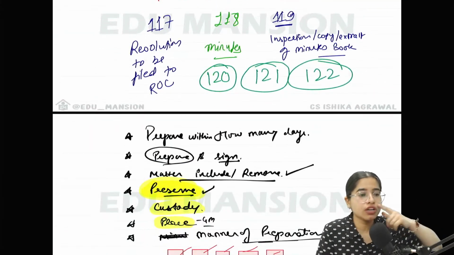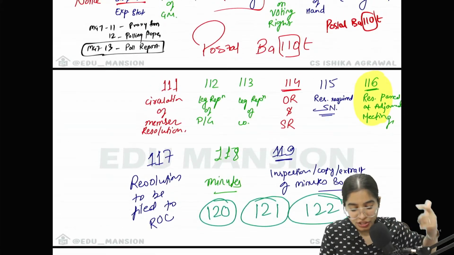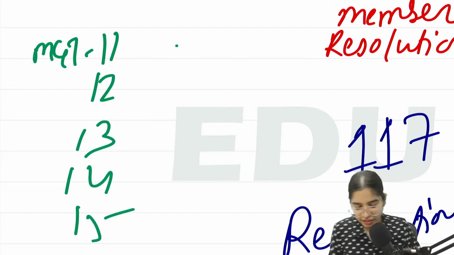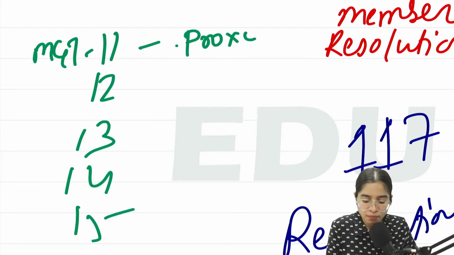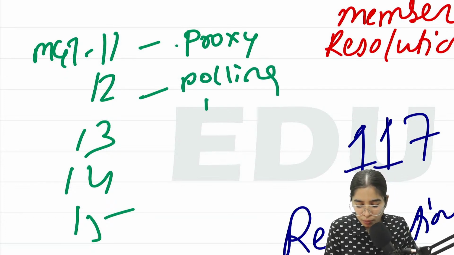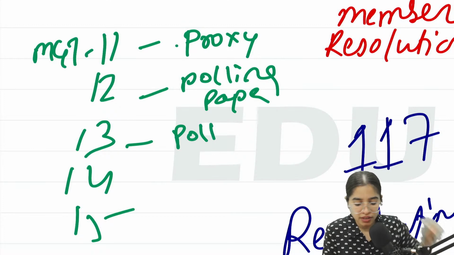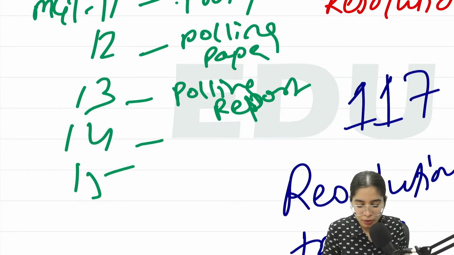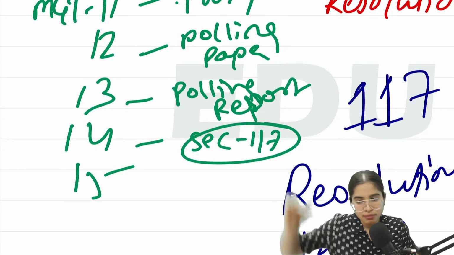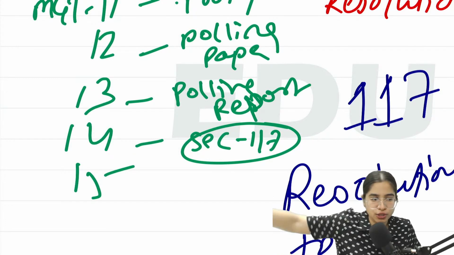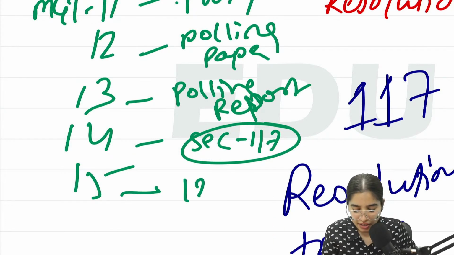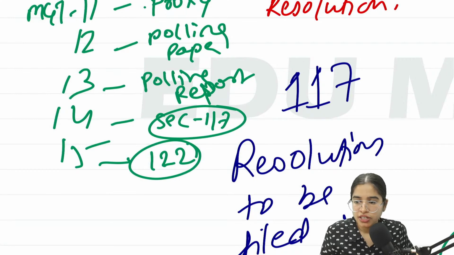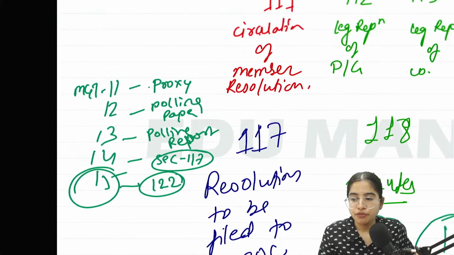So with this we are done with all the sections of this chapter. Forms: there are only 5 forms we studied, MGT 11, 12, 13, 14 and 15. MGT 11 is the proxy form. MGT 12 is the polling paper. MGT 13 is the polling report or polling result. MGT 14, you know, we read in section 117: all these resolutions have to be submitted in MGT 14 to ROC. And MGT 15 we studied under section 122: all listed public companies have to prepare a report of general meeting in form MGT 15.